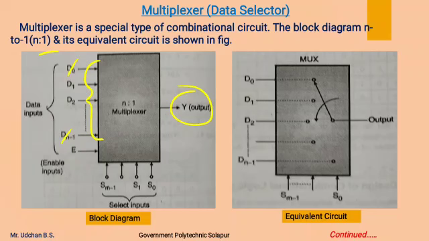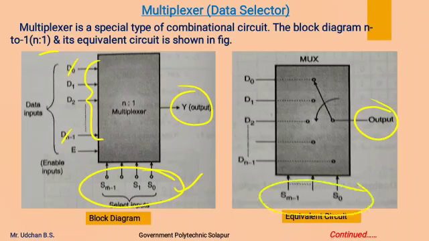If we observe here, there are select lines. m select lines are there from S0 to Sm-1. Depending on the status of select line, any one of the inputs is going to be selected, and the selected input will appear onto the output line. The selection of input depends on the status of select line inputs. This is the equivalent circuit of this block diagram.